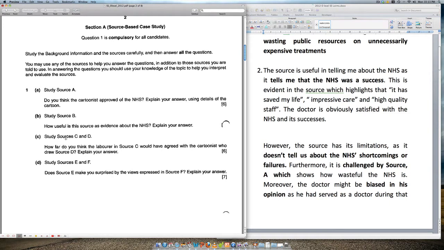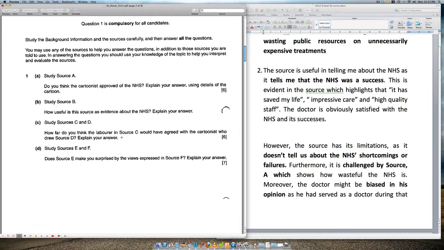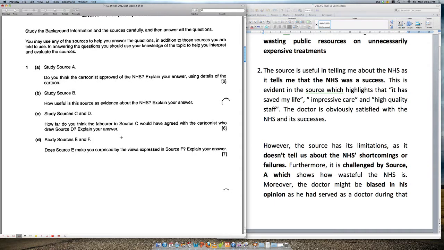Study sources C and D. How far do you think the labourer in source C would have agreed with the cartoonist who drew source D? Explain your answer. Okay, now this is a comparison question. However, there is no need to go into detail about tone and purpose here. They are asking you about the author's opinion, the labourer's opinion, what they think. So there is no need to go into tone and purpose.